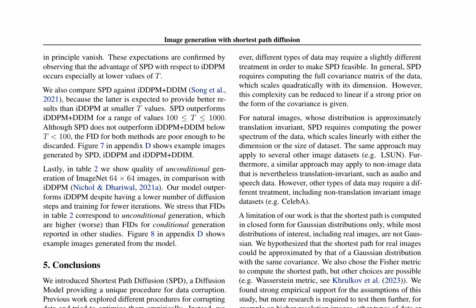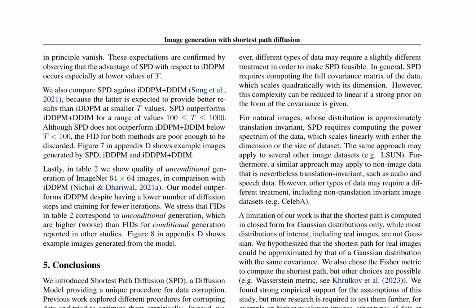The authors introduce shortest path diffusion, SPD, a novel diffusion model that provides an optimal procedure for data corruption. Unlike previous work, SPD minimizes the length of the path taken by the corruption in the space of probability distributions, which may reduce the effect of errors in estimating the reverse transition probabilities. The corruption procedure in SPD is data-dependent, allowing for flexibility in adjusting the corruption to the given dataset.